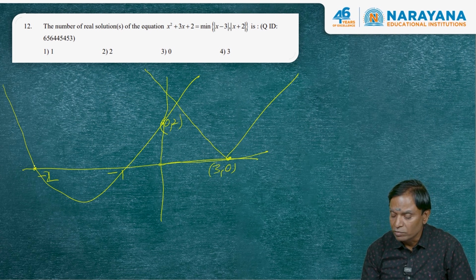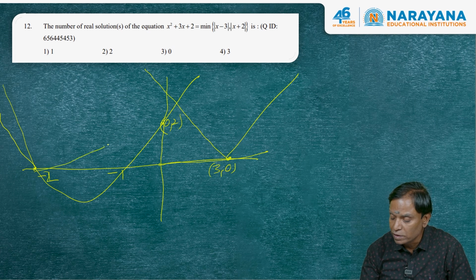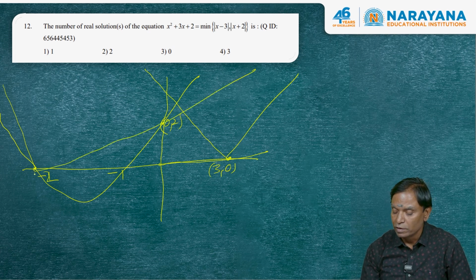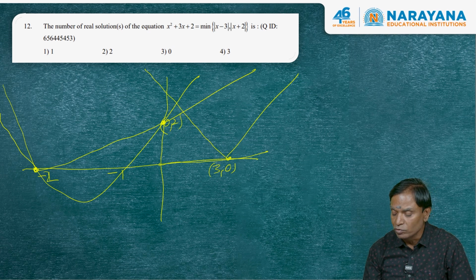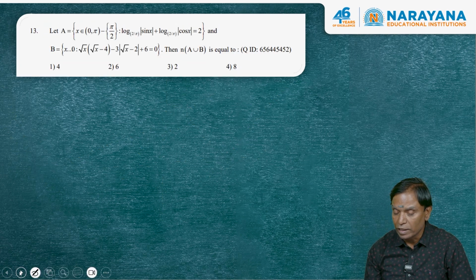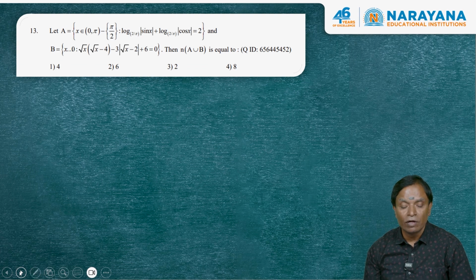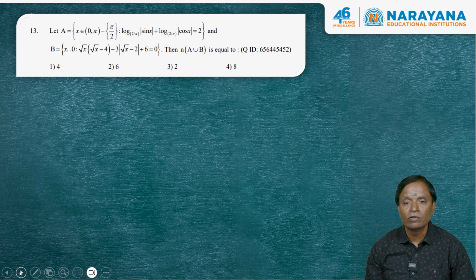Modulus of x plus 2. This is minus 2 comma 0. Your modulus of x plus 2 will be this. Since I want minimum, there are only two roots. X square plus 3x plus 2 must be equal to minimum of mod x minus 3 and mod x plus 2. So your number of roots are 2, right? We'll go to the next problem. You are given log of mod sin x to the base 2 by pi, log of mod cos x to the base 2 by pi is equal to 2 in that interval.